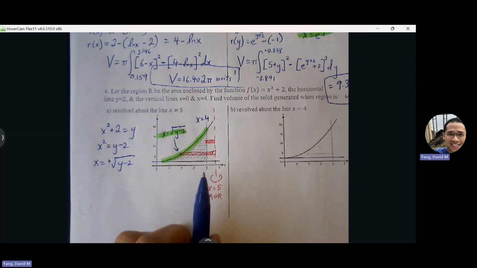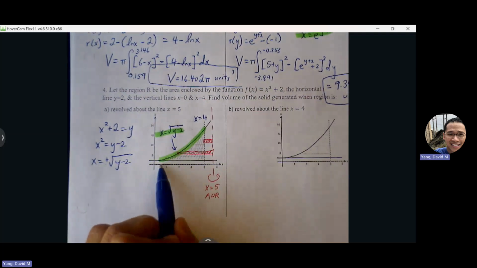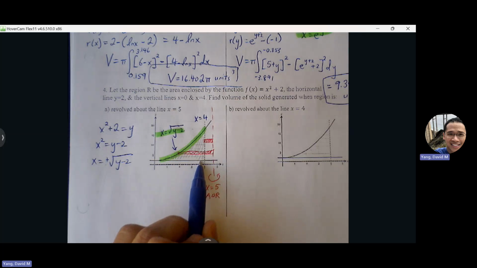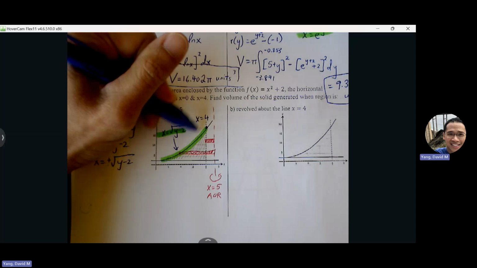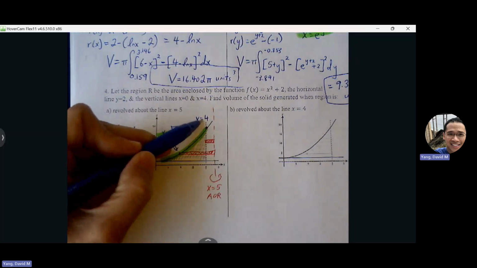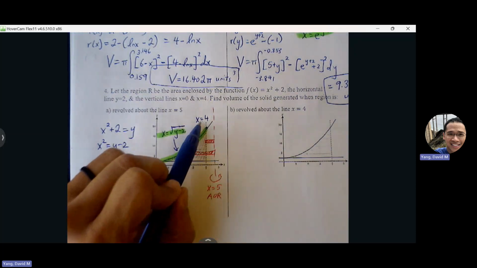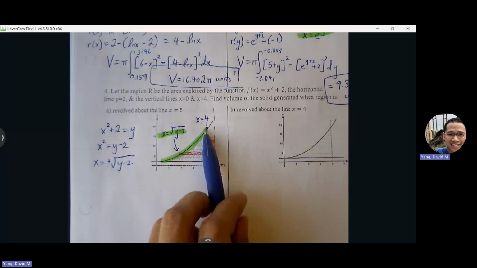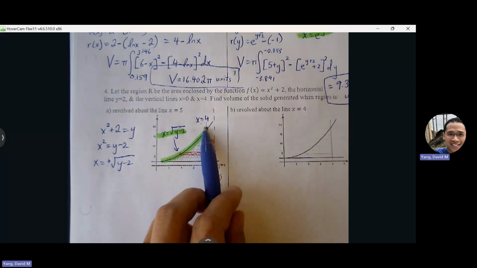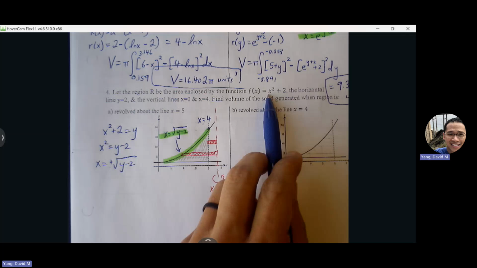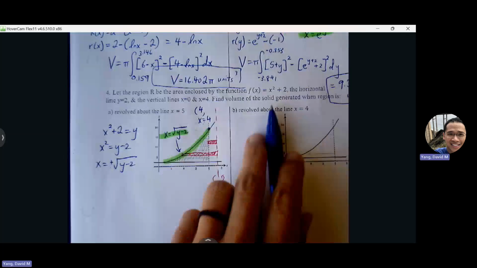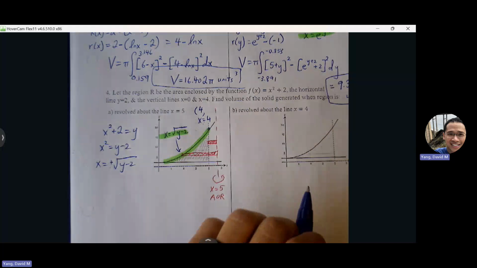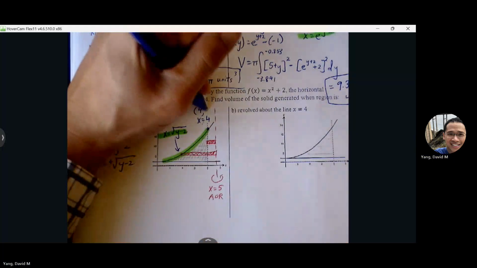Okay, your bounds are from lowest to highest y value. So the lowest y value we can clearly tell is going to be 2. The highest y value is going to be wherever this curve is at 4, right? So we can just plug 4 into this function and find the y value at that point. Find the ordered pair at this point. So we know the x value is 4, plug 4 into the curve, and you're going to get 4 squared plus 2, which is 18.